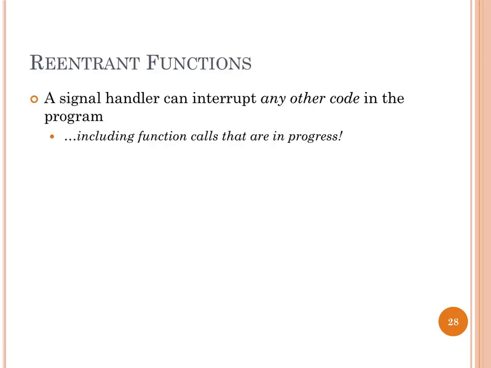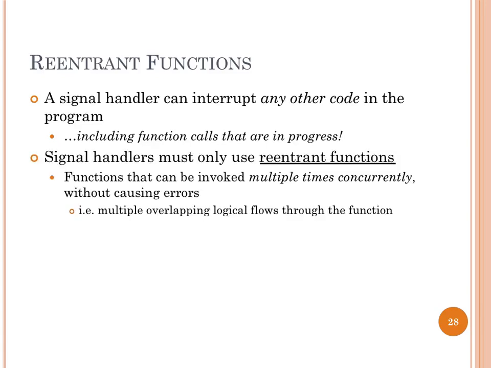Since signal handlers can interrupt anything, including other function calls, we have to make sure that signal handlers are written carefully so that they don't destroy the program's brain. And that's basically all it comes down to. We need functions that are reentrant, which basically means I can have multiple overlapping invocations of the same function without the function becoming completely broken. Typically, that means that we have no global state that's being managed.